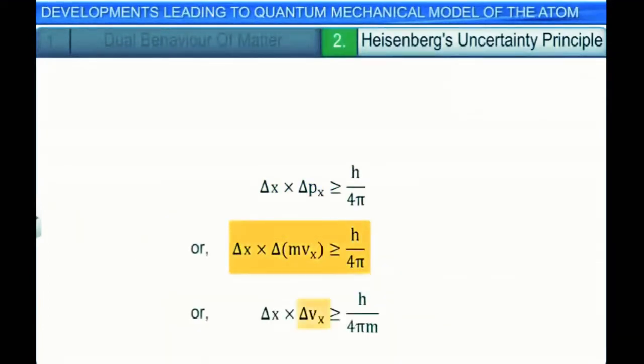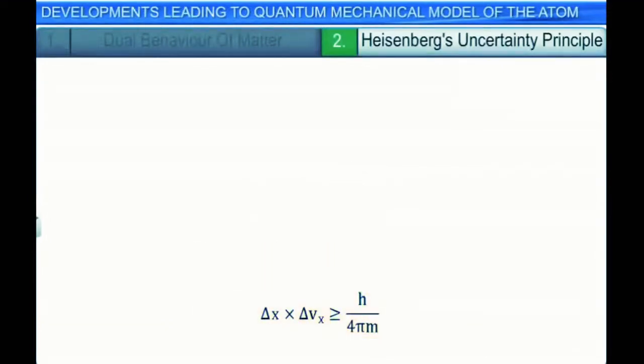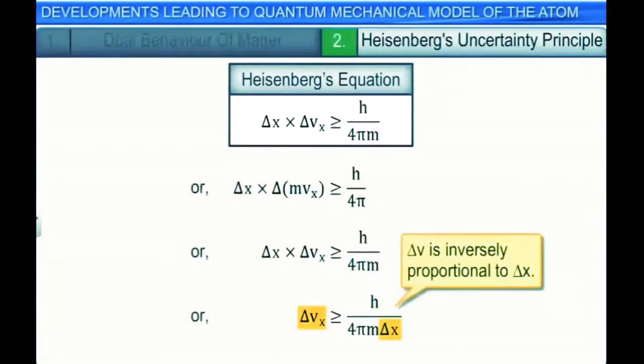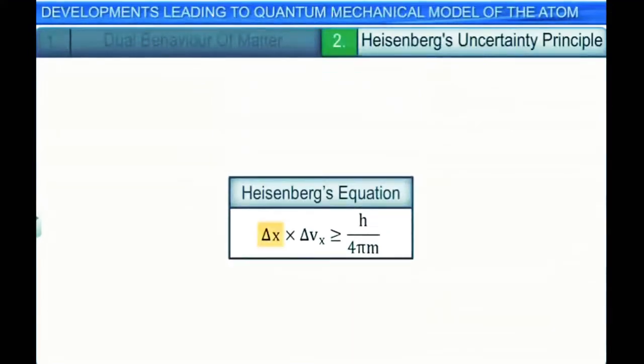This equation can also be expressed in terms of mass and velocity of the particle. Note that the uncertainty in the position and velocity are inversely proportional to each other. This means that if the position of the electron is known with high degree of accuracy, then the velocity of the electron will be uncertain and vice versa. Also note that the uncertainty in the position and velocity are inversely proportional to the mass of the object. That is, uncertainty in the position and velocity decreases as the mass of the object increases, and vice versa.